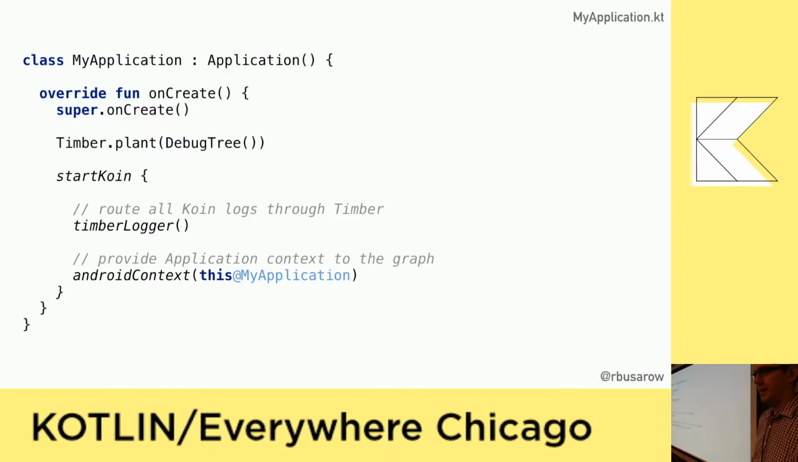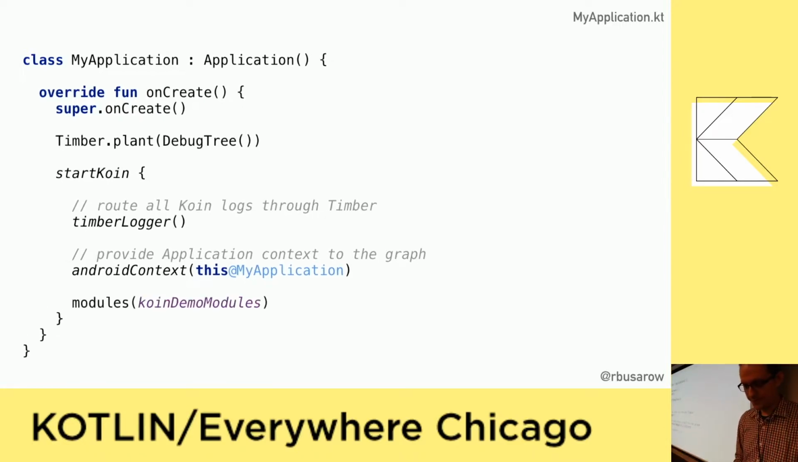Now I've updated my Koin application, and now I'm adding the Android context to my graph with one line. This is actually our first dependency. Congratulations. And now we get to add modules. The modules are conceptually the same as modules in Dagger. They are what hold your bindings and your dependencies and make everything work. So let's talk about them now.